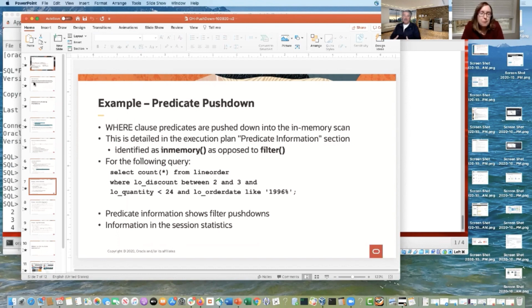Where clause filter predicates can typically be pushed down into the scan. In this case, it's just a query of the lineorder table. We're just counting how many column values, or quote rows, but really column values, are going to get returned based on the discount, quantity, and order date. Rather than in the row store, where we actually have to return the rows from the lineorder table and throw away rows that didn't meet these filter criteria, we can do this during the scan. And this is one of the things that gives us extremely faster performance. We can see that both in the execution plan and then in the session statistics.